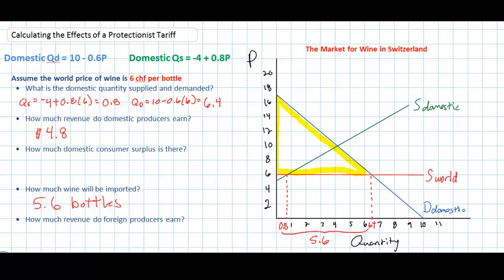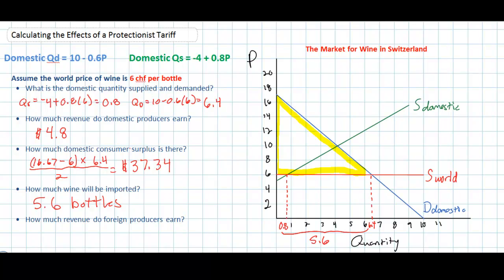Domestic consumer surplus is simply the area of a triangle. In this case, it is the triangle between 16.67, which is our price intercept of demand, and $6, and the quantity of 6.4, all divided by 2. In this case, the area representing domestic consumer surplus is 37.34. Now this can be expressed in dollars as well. That represents the additional happiness of all the Swiss consumers resulting from free trade in the wine market.